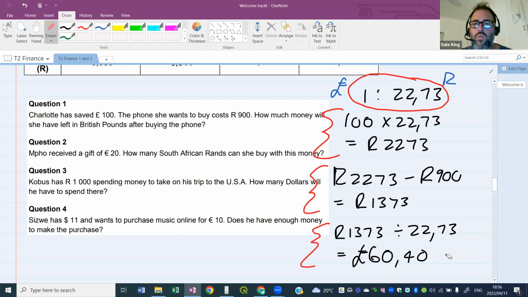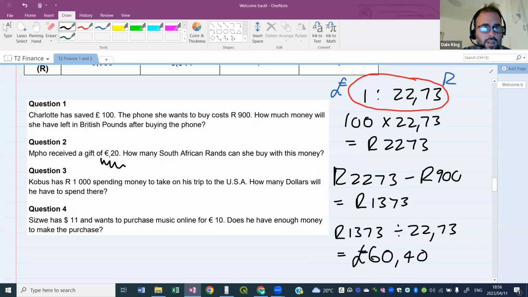We're going to end off with a real easy one. Nice and easy to end it off. Question 2. Paul received a gift of 20 euros. Now you guys have to know the symbols. If the table has a symbol, you're okay, but that's euros. How many South African rands can she buy with 20 euros? Nice and easy. I'll go up to the table.